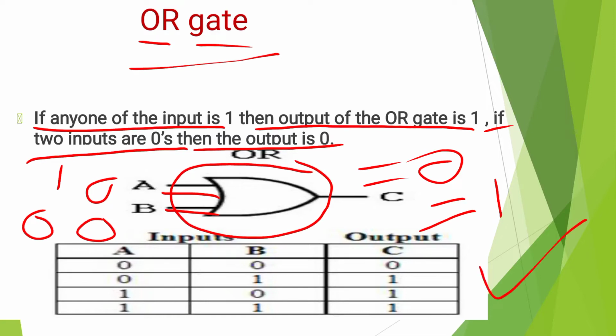Let's see the truth table for OR gate. Here A and B are inputs and C is the output. If inputs are 0 0, then 0 plus 0 equal to 0, so the output is also 0. If inputs are 0 1, the sum is 1. Next 1 0, also the sum is 1. Next coming to 1 plus 1, here also the sum is 1. Okay. This is about the OR logic gate.